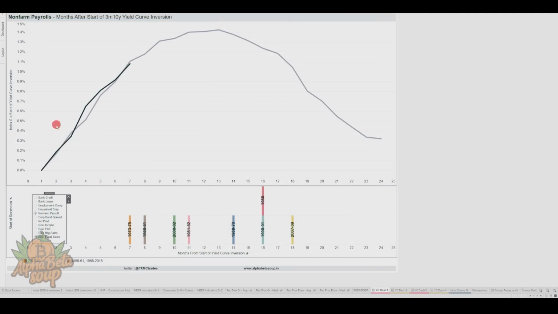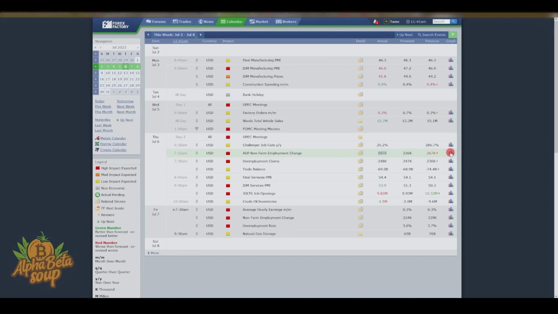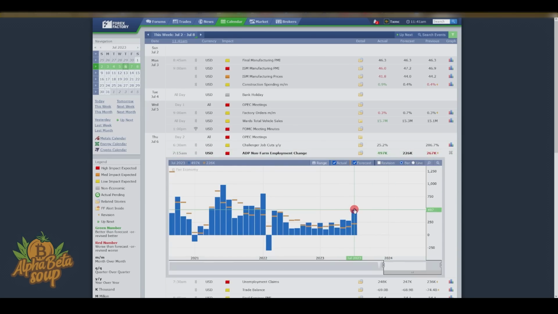But again, I just keep coming back to this chart here, and I will keep coming back to this chart until this black line just shoots way up above it and it starts looking like this one. So yes, very large ADP number. And in fact, when you look at it, it blew out all of 2022. Pretty impressive. But I think there's definitely some funniness going on in there.